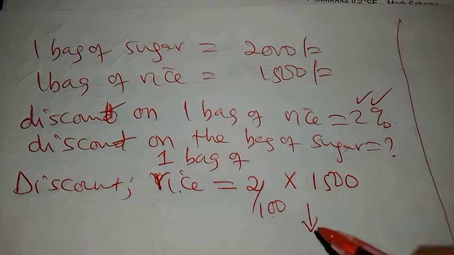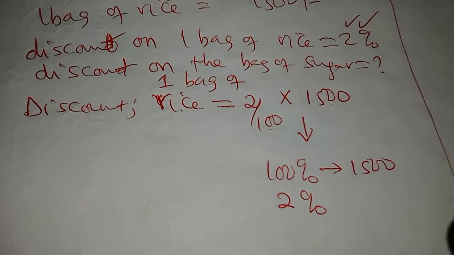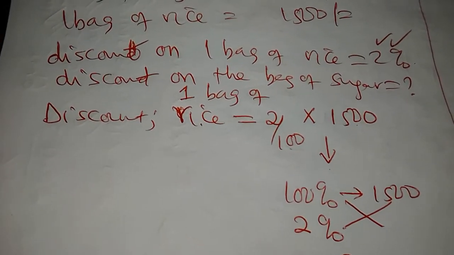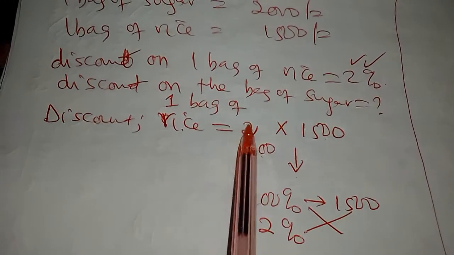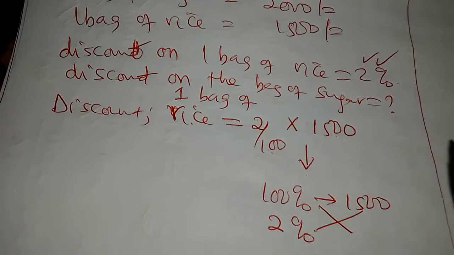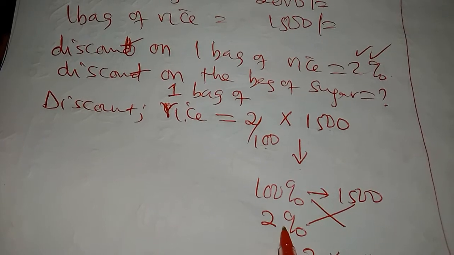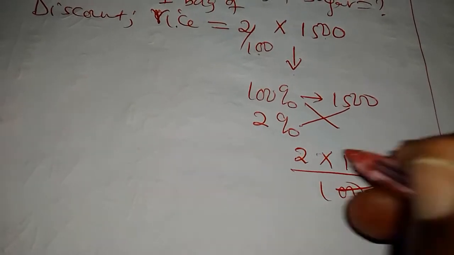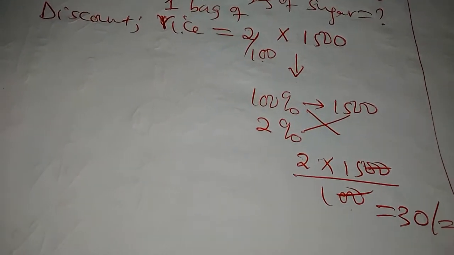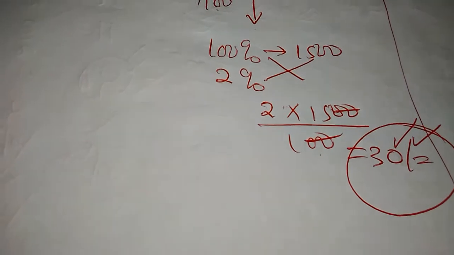Now I'm trying to actually mean that if 100% represents the price 1,500, what about 2%? So I can just cross multiply. Then I'll end up having 2 times 1,500 over 100. That is the same as saying 100% represents that, what about 2%? So 2 times 1,500 over 100 is the same as 2 times 15, which is 30. So that means on each bag of rice, this person could be given a discount of 30 Kenyan shillings.